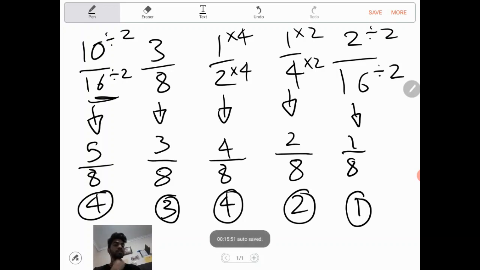And now, it should still be in the correct order. So we said this was the smallest. So 1/8, 2/8, 3/8, 4/8, and then 5/8. It's still in the correct order.